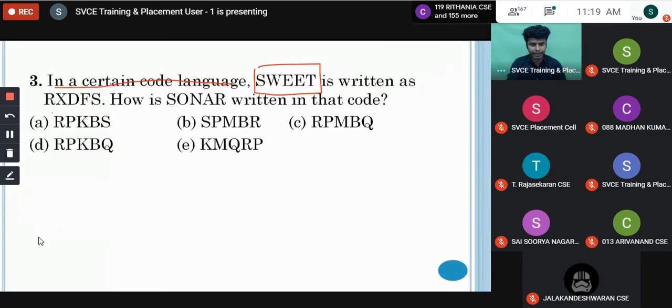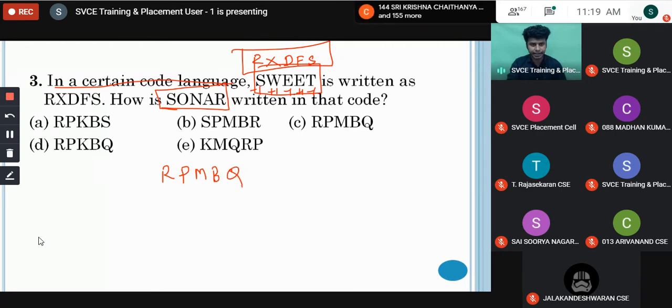So sweet is written as RxDFS. What is the logic behind this? Now, the letter which is preceding S is what? R. And the letter which is succeeding W is what? X. The letter preceding E is D, succeeding E is F, and preceding T is S. So what they have done is -1, +1, -1, +1, and -1. This is how the logic works. Now you can apply the same logic here and find it. Previous letter is R, and O, P, M, B, Q.